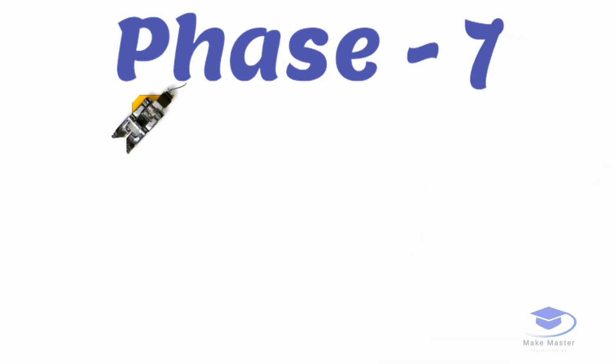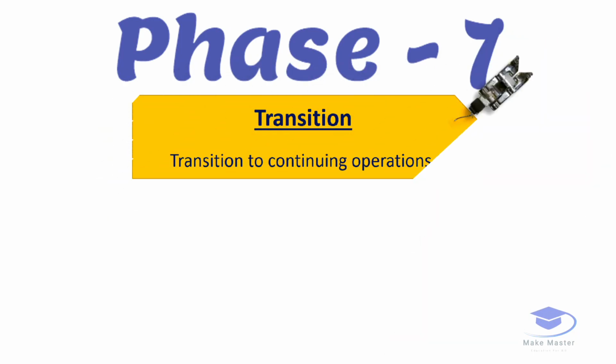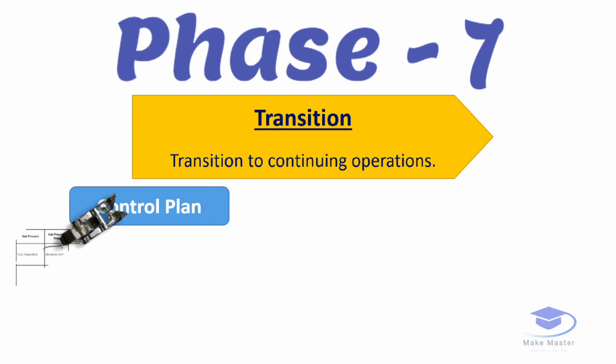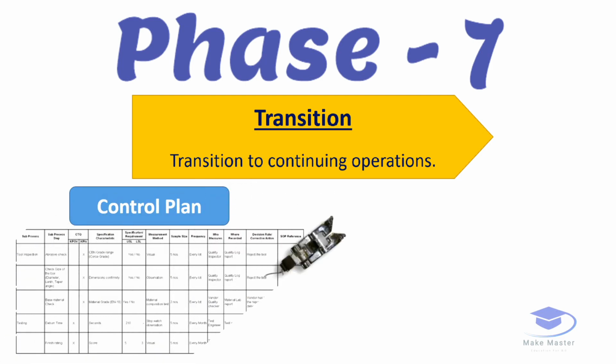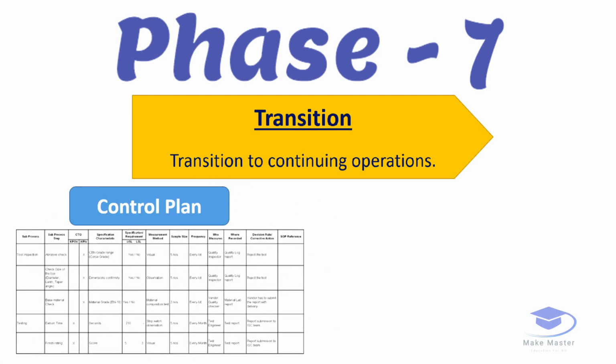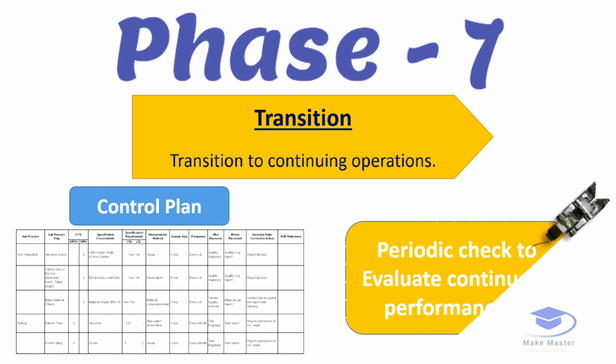Transition is to continue the operations. The control plan keeps the operation stable. We are putting all the CTQs against the USL, LSL and all quality parameters which are needed for the perfect production. The control plan is a periodic check to evaluate the continuous performance of the production.